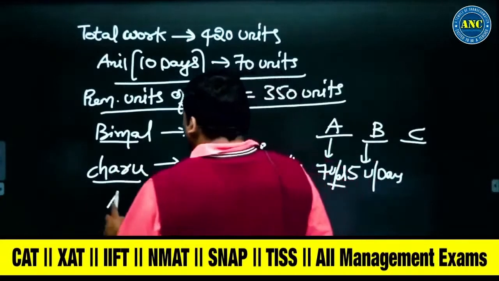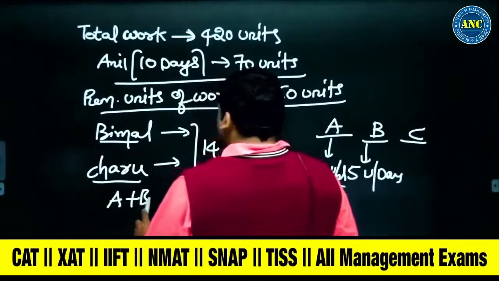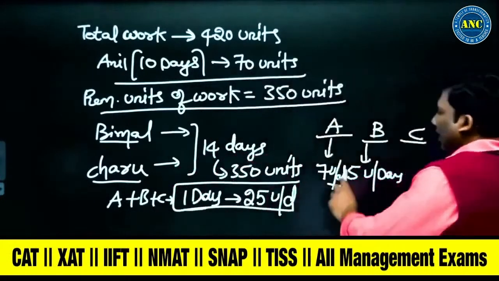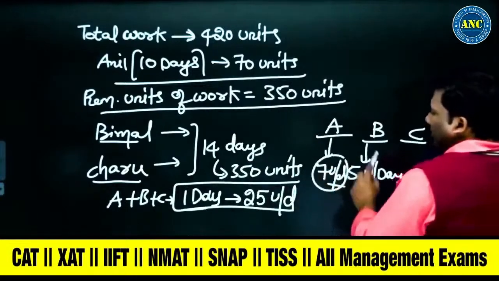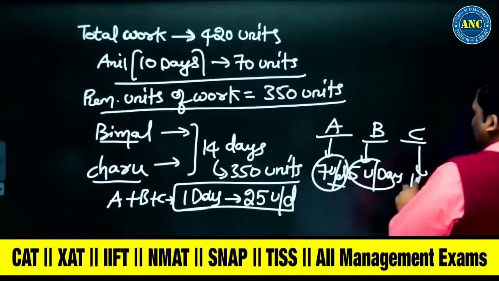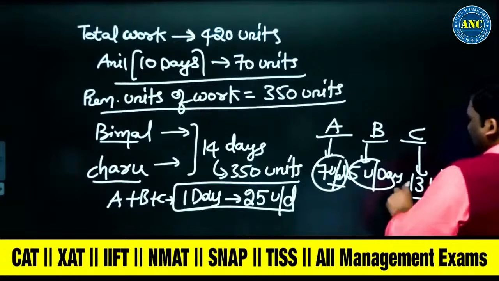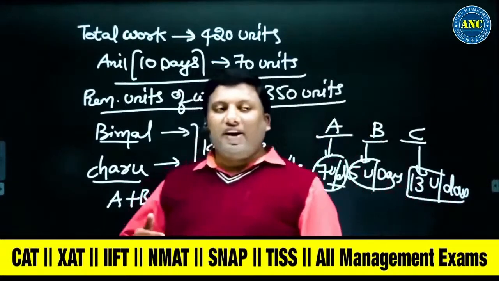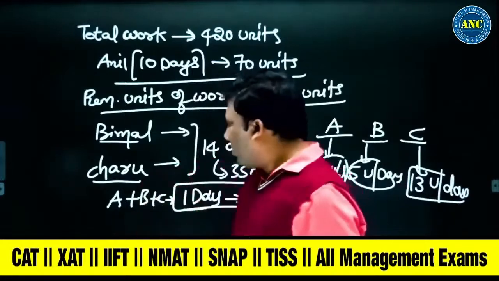Anil, Bimal and Charu will do the work in 25 days. Anil will do 7 units per day, Bimal will do 5 units per day. That means Charu will do 13 units per day. That is how you got 7, 5 and 13.